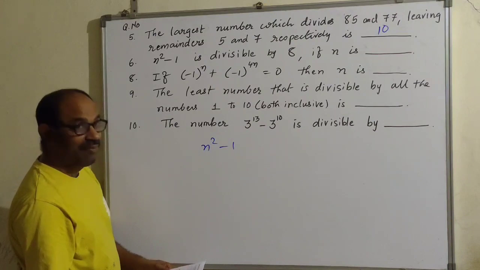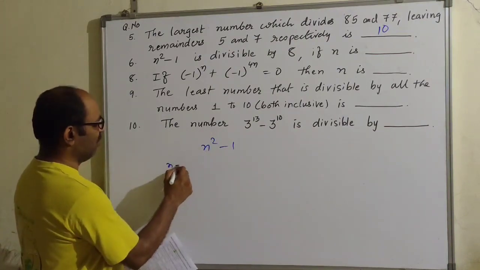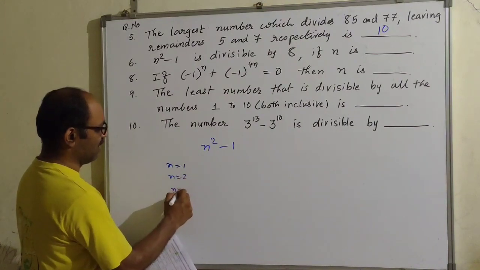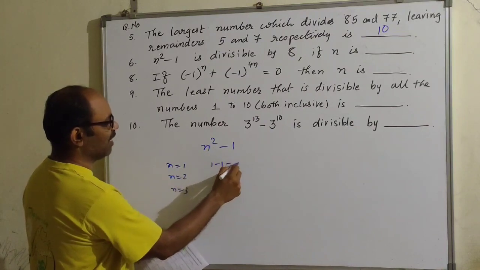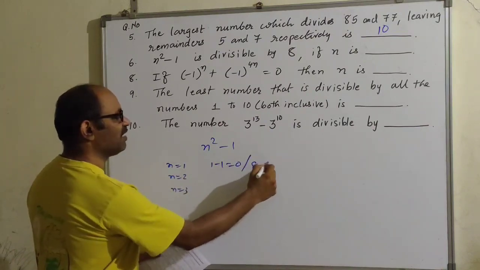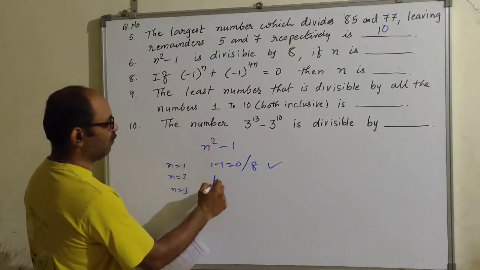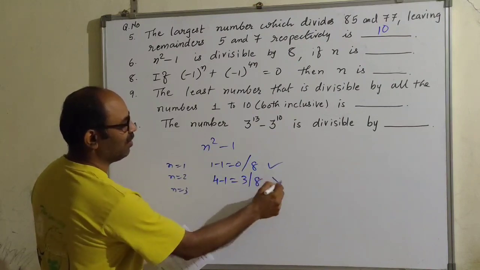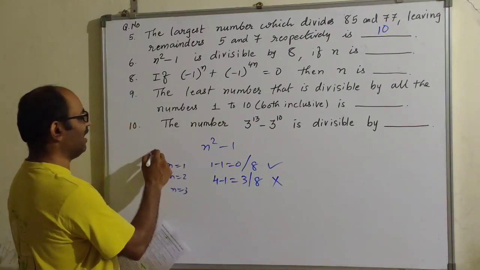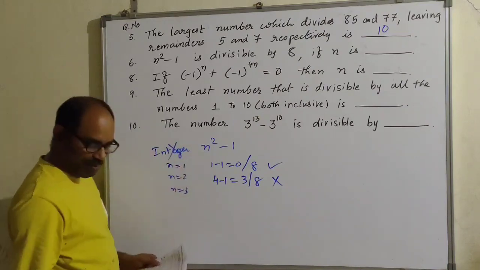The first option given is integer. Take any integer you like. Take n is equal to 1, n is equal to 2, n is equal to 3. If you take n is equal to 1, 1 minus 1 is 0, which of course is divisible by 8. Then if you take 2, 2 square is 4, 4 minus 1 is 3. Is 3 divisible by 8? No. So you can't take integer. So option A, we remove it.